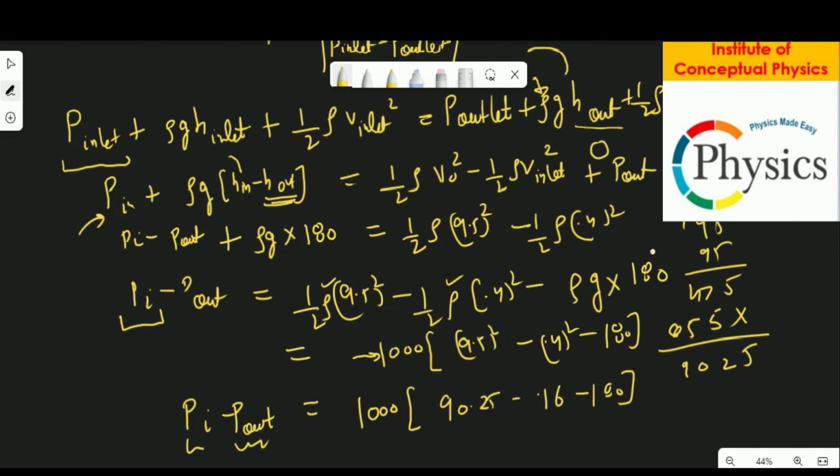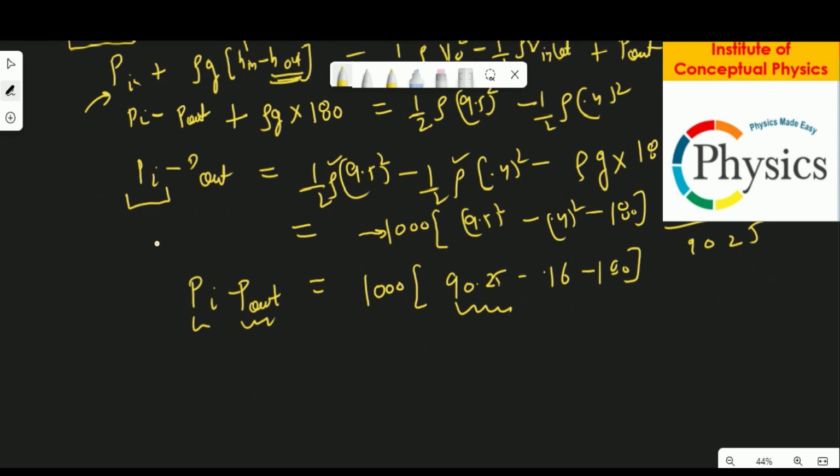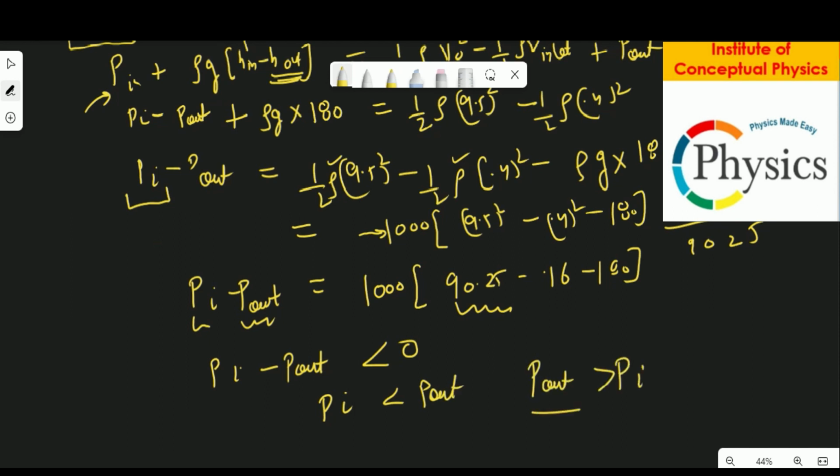If you notice, the answer you probably will get is negative, which shows that P inlet is less than P outlet. You can calculate this very easily, you'll get a negative answer. P inlet minus P outlet is coming out to be less than 0, which means P inlet is less than P outlet, or you can say P outlet is greater than P inlet. This is the only significance you need to understand.